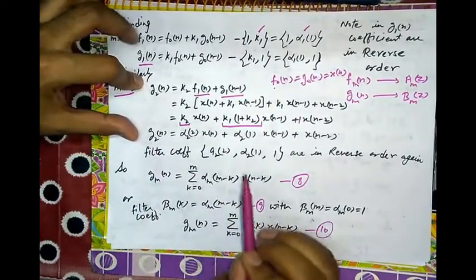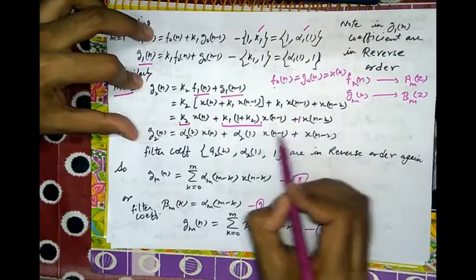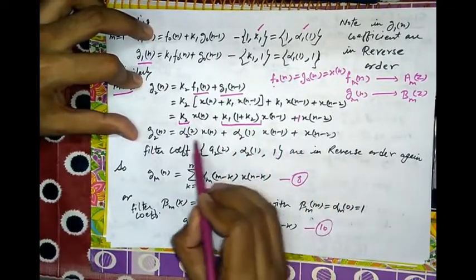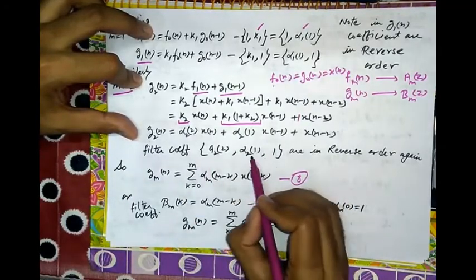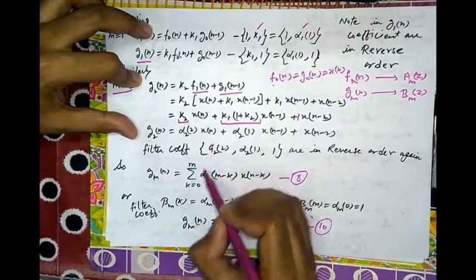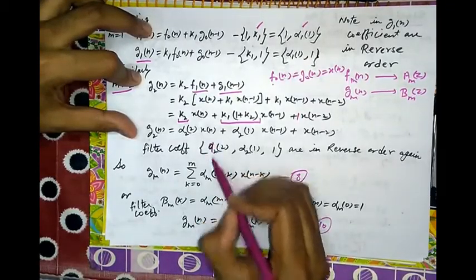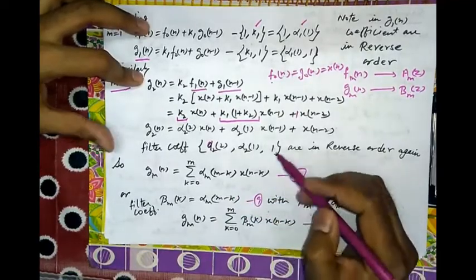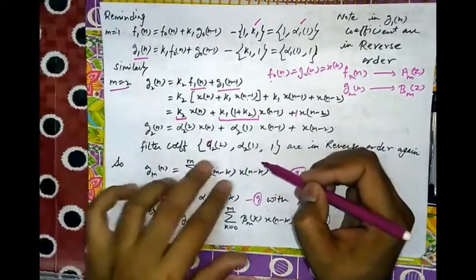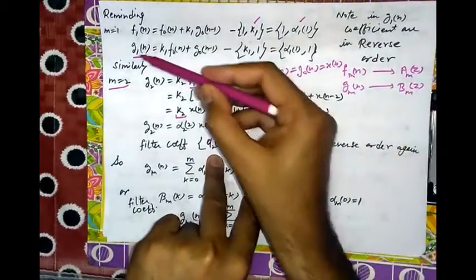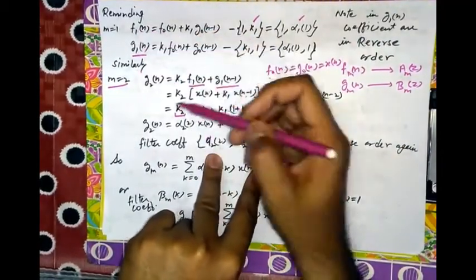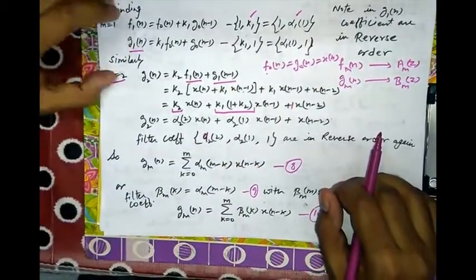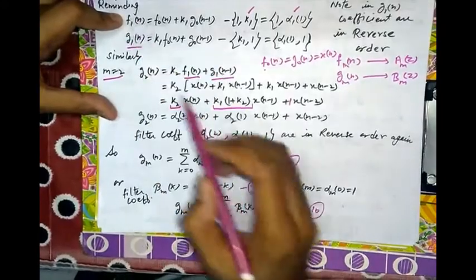g2n has the coefficients in reverse order, because it is 1, alpha 2 1, alpha 2 2. So again the coefficients are arranged in reverse order. Filter coefficients 1, alpha 2 1, alpha 2 2, are in reverse order again. So by checking this, we can find out that g1n and f1n are just reverse order polynomials. That is, g1n is the reverse order of f1n. Coefficients of these are in reverse order.